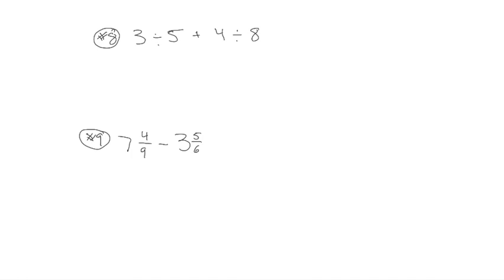Whenever you see division problems like that, you can rewrite them as fractions. 3 divided by 5 and 3/5, that's the same thing. Plus 4 divided by 8 would be 4/8. I'm going to go right ahead and simplify that to 1/2, because I know that 4/8 can be simplified to 2/4, which can be simplified to 1/2. So now we're looking at 3/5 plus 1/2.